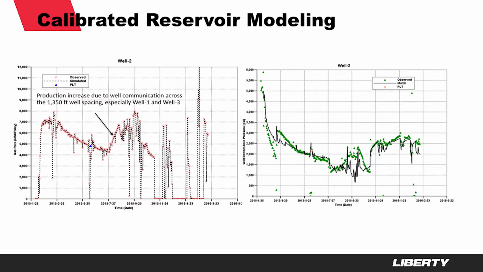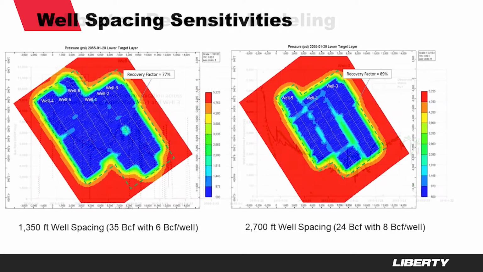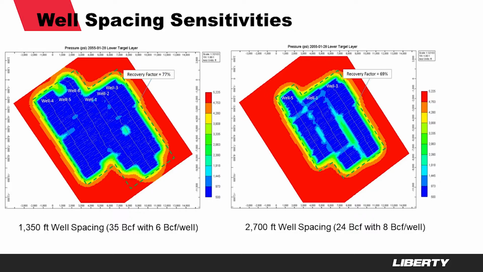So once we have the calibrated reservoir model and production history matched, we can then do sensitivities. And here you see an example of well spacing sensitivities to answer that spacing question. On the left, you see the base case of the 6-well pad with 1,350-foot well spacing. And this is projecting out to 40 years of production. And we cume about 35 BCF based on the model, which is a little less than 6 BCF per well.